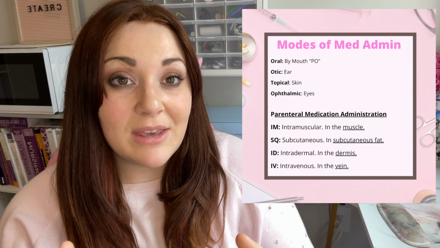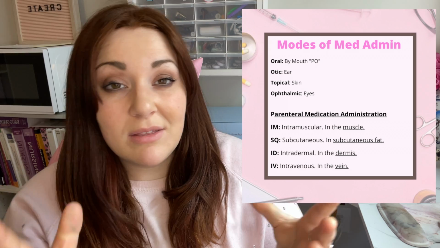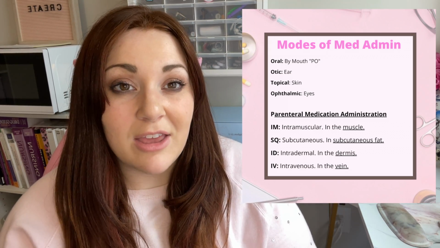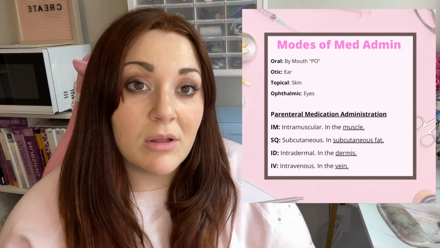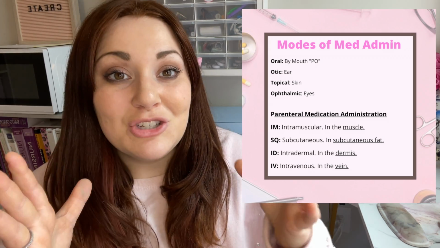You have IV, which is intravenous or into the vein. Usually that's done around a 25-degree angle, and there's many different sites that you could do an IV, but one of the most common is the radial or cephalic vein. So again, when you're doing IV, it's into a vein.